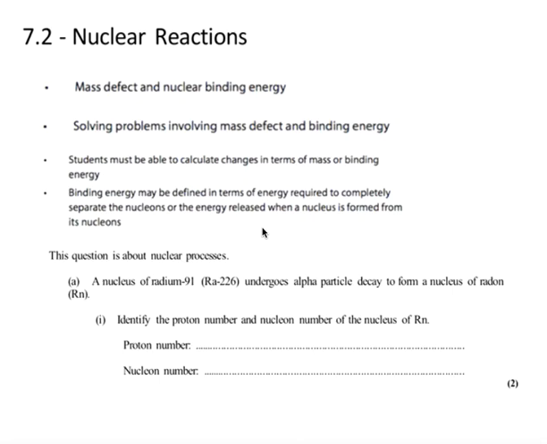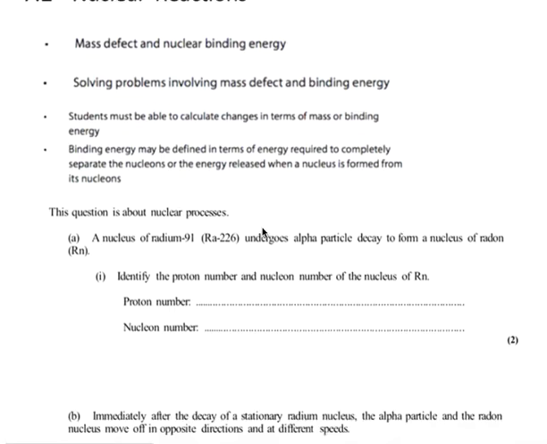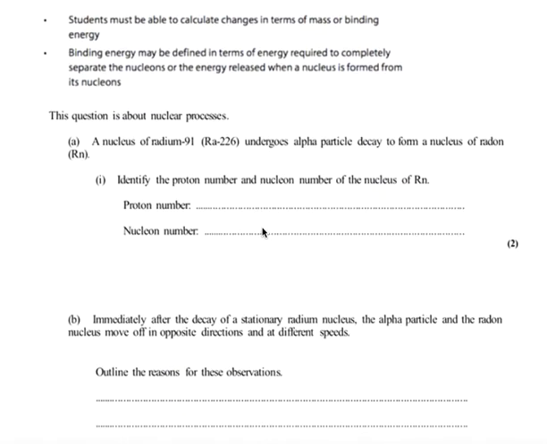Again, here with another question from topic 7.2. This is an IB question bank question on nuclear reactions. We have a nucleus of radium, isotope 226, which undergoes alpha particle decay to form a nucleus of radon. We want to identify the proton number and the nucleon number of the nucleus.